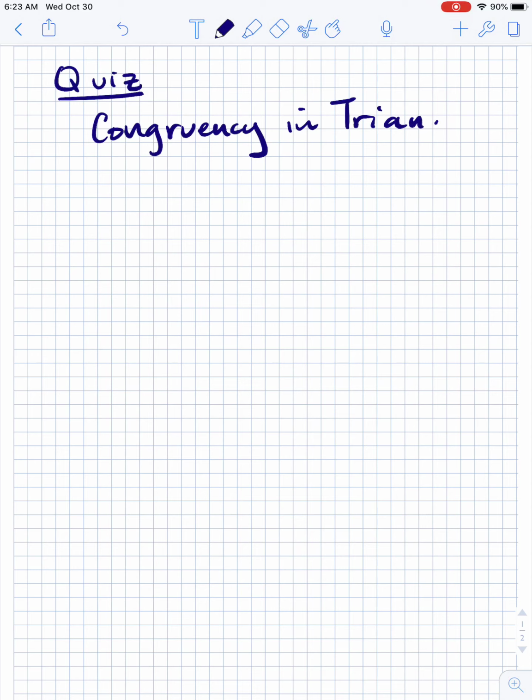Before we get started, I do want to announce that you have a quiz on Friday. Your quiz is going to include everything that we've learned so far about congruency in triangles. So that does include proofs. And it's also going to include what we learned about circumcenter yesterday and what we're going to be learning about incenter today.